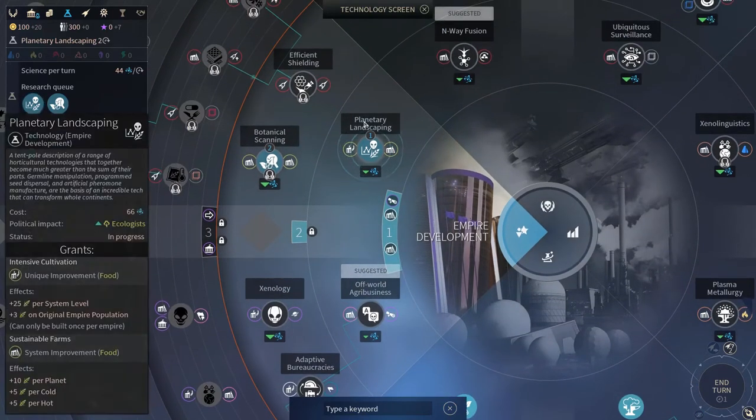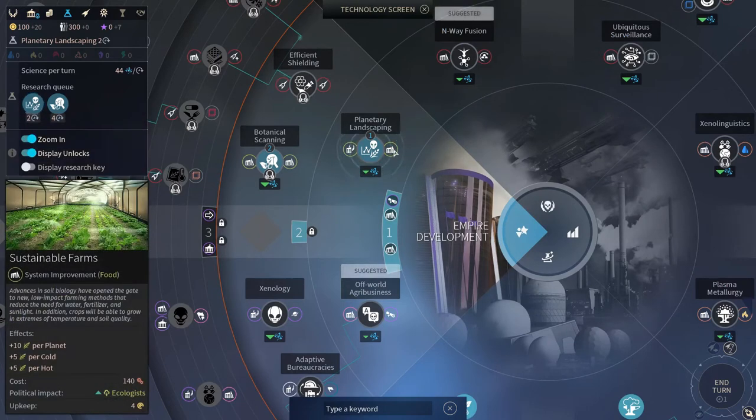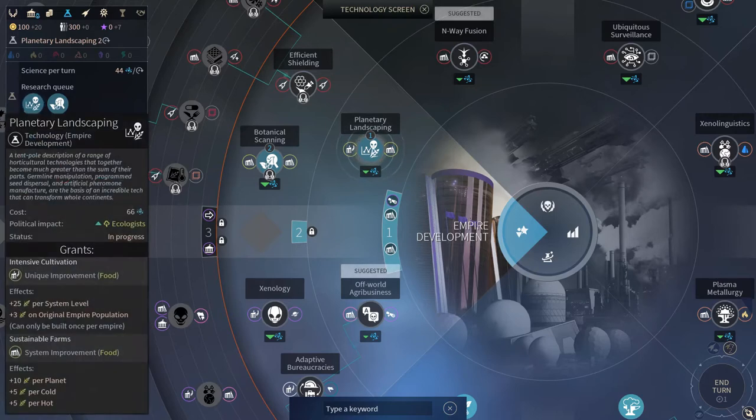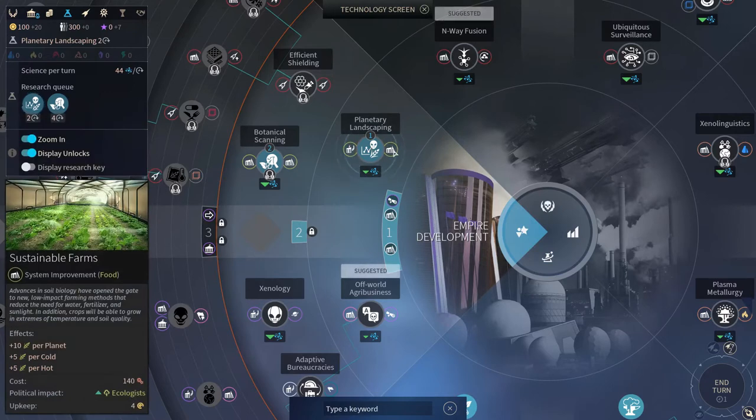So for example, if I'm researching planetary landscaping, I'll get two improvements, sustainable farms and intensive cultivation. You can mouse over the actual technology to see all the different details and the effects, or you can just hover over one improvement and have a bit more description, its cost, its political impact, and its upkeep.